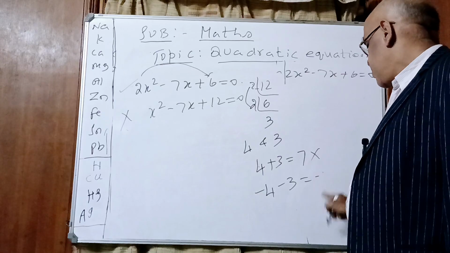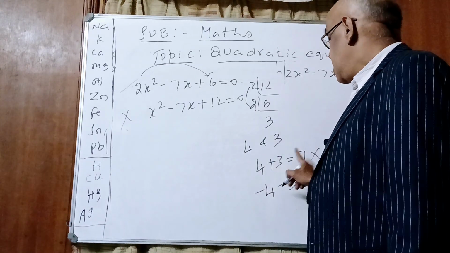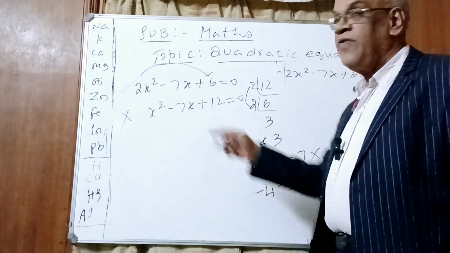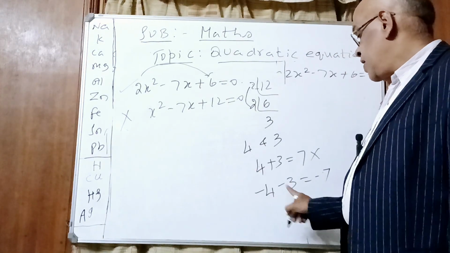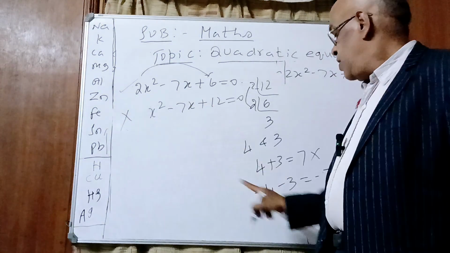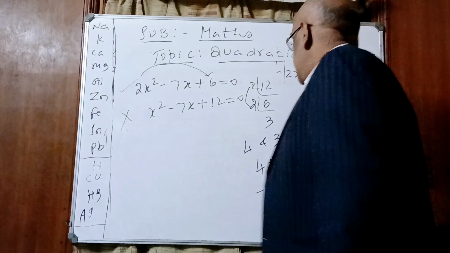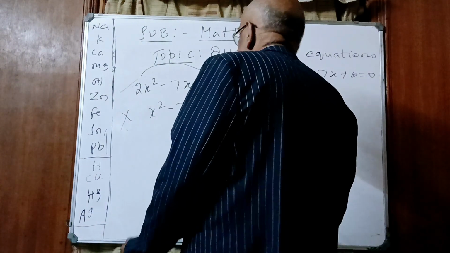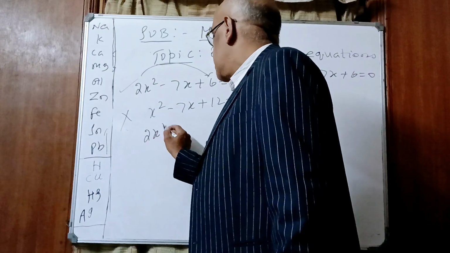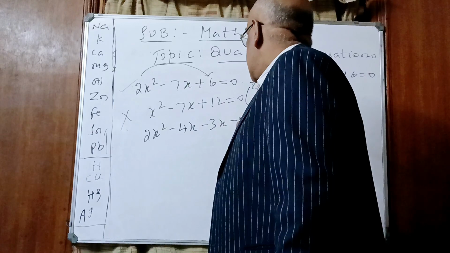Yes or no, children? See, suppose you take 4 plus 3, 4 3s are 12. It tallies for multiplication, but it doesn't tally for addition. Now take minus 4, minus 3, minus 7. Minus into minus is plus, 4 3s are 12. Yes or no? Yes. Now what are the factors? Minus 4, minus 3, children. Now go to the original equation. What is that? 2x square minus 4x minus 3x plus 6.